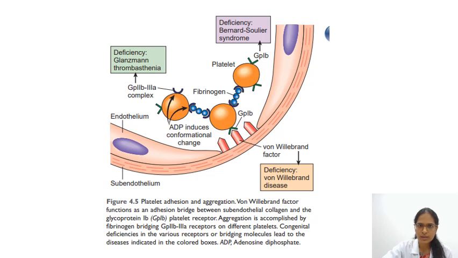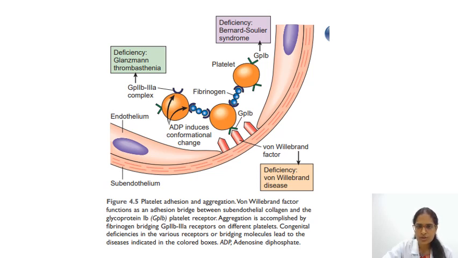And the next is aggregation. Here you can see with the help of the GP2B3A complex, the platelets will attach together with the help of this complex and with the help of fibrinogen. This process is called platelet aggregation. So the two steps, adhesion and aggregation, are important for formation of a primary hemostatic plug.